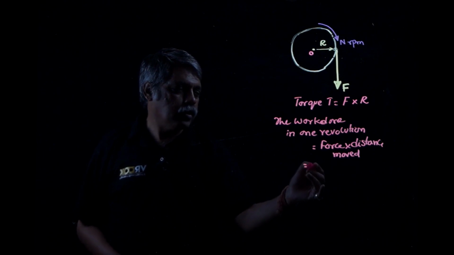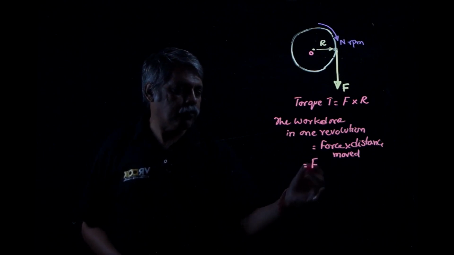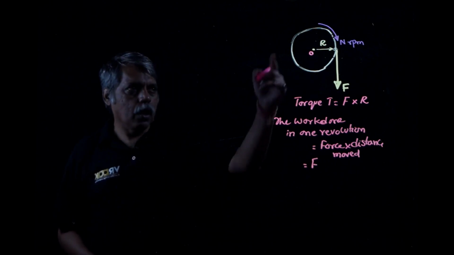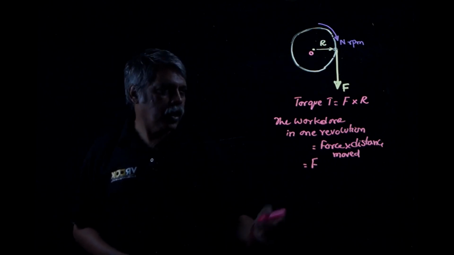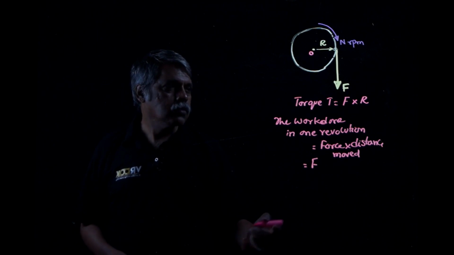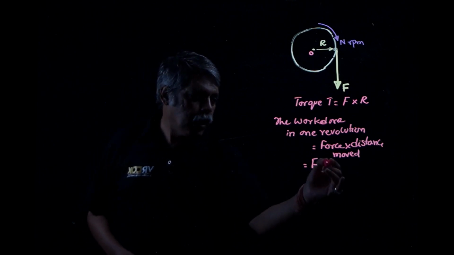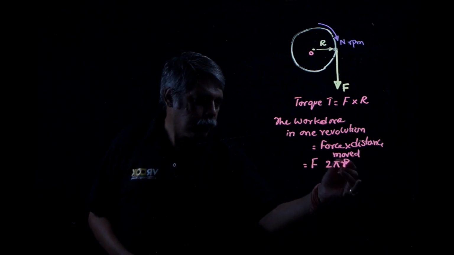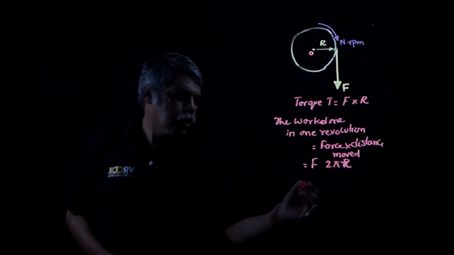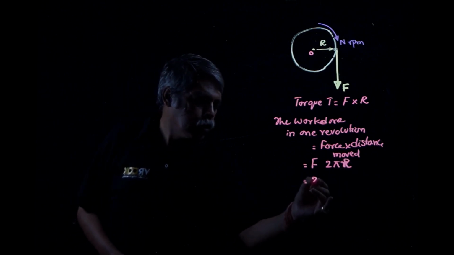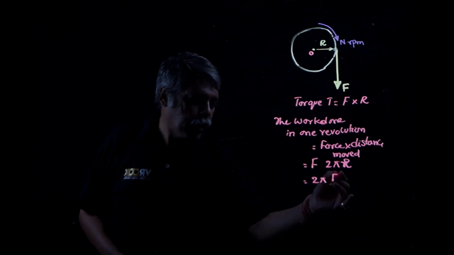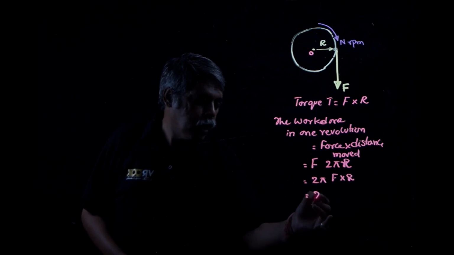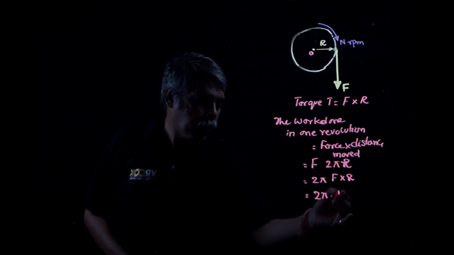Now the conductor is experiencing a force of F, and the distance moved by the armature, which has a radius of R, will be 2 pi R. So we can write this as 2 pi multiplied by F multiplied by R. So this comes to be 2 pi multiplied by the torque.